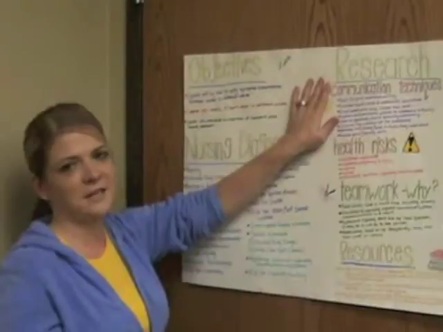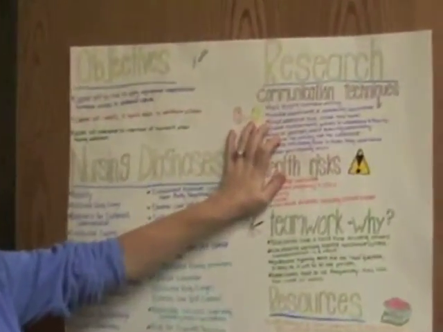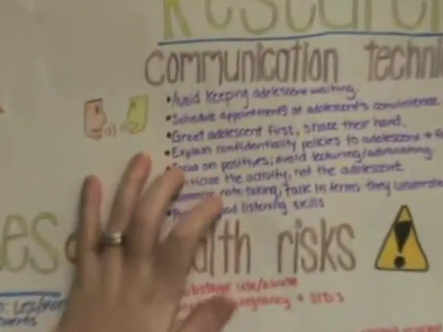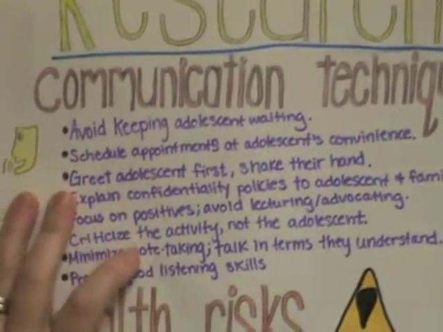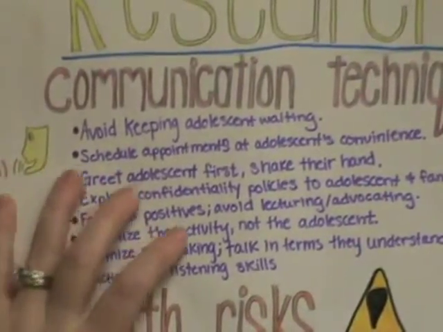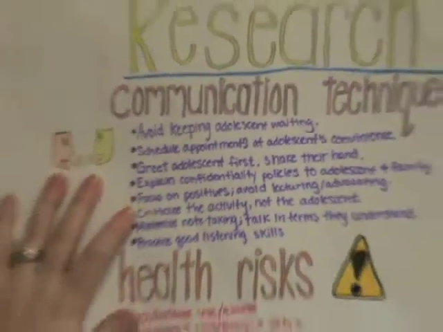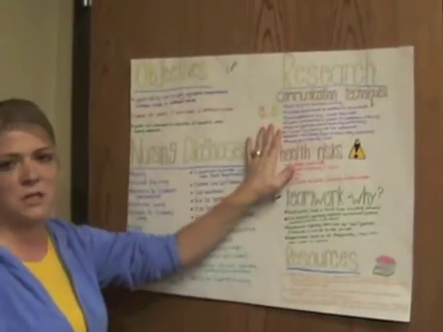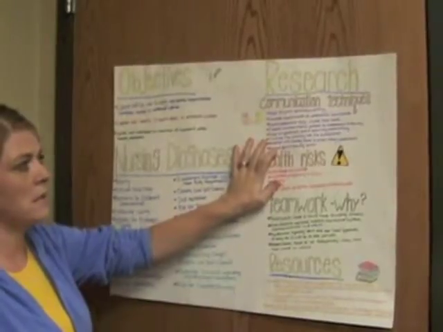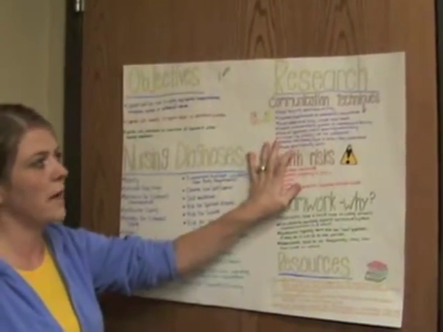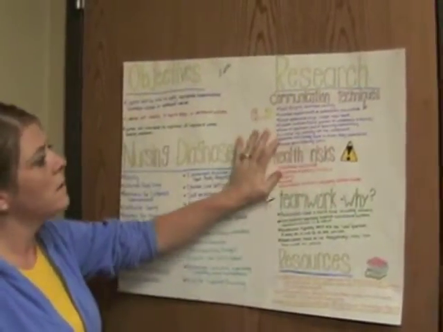Some common communication techniques used when caring for adolescents: avoid keeping adolescents waiting. This will help make the adolescent feel equal. Also, schedule appointments at the adolescent's convenience, before or after school, before or after activities, before weekends. Also, greet the adolescent first and shake their hand. This will make the adolescent feel like you're dealing with them and not so much the family. Explain confidentiality policies to the adolescent and family. This will help reassure the adolescent that what they tell you isn't going to directly be told to the family.